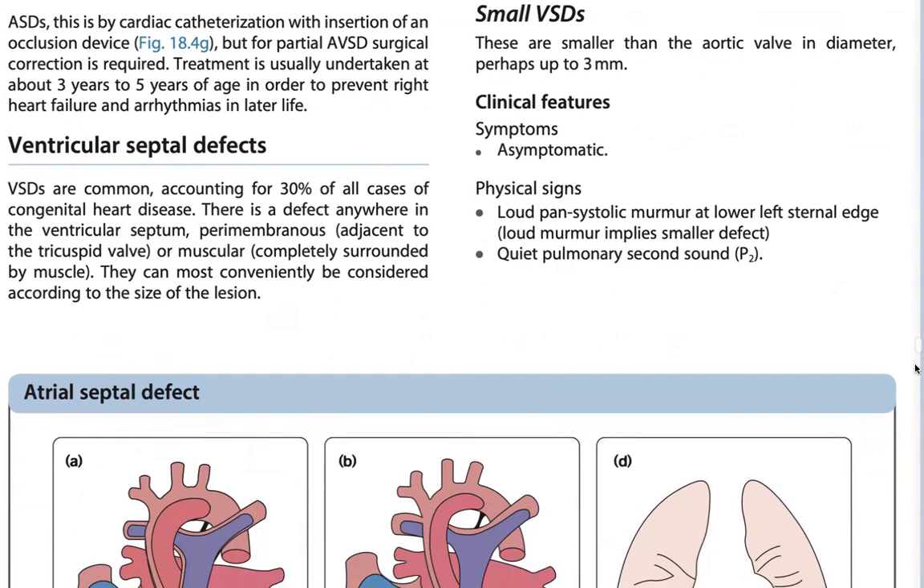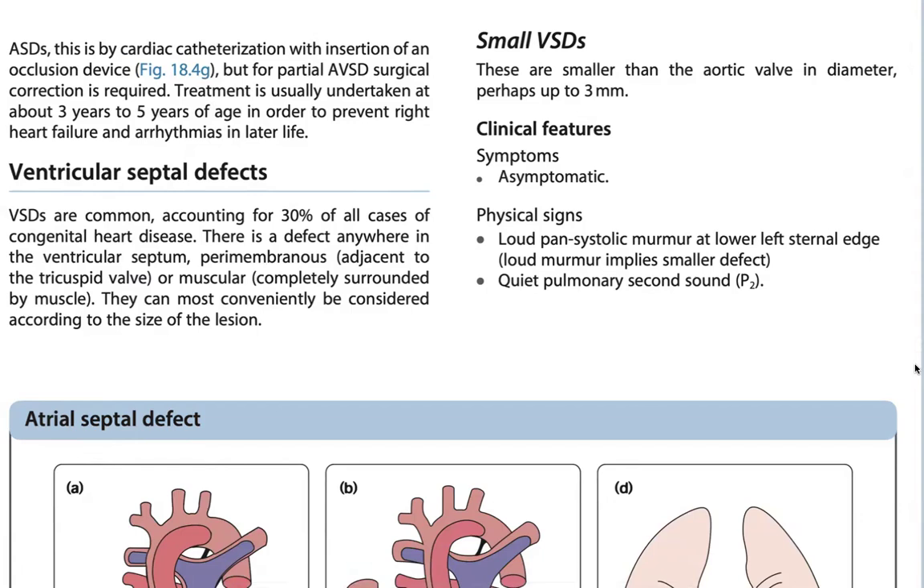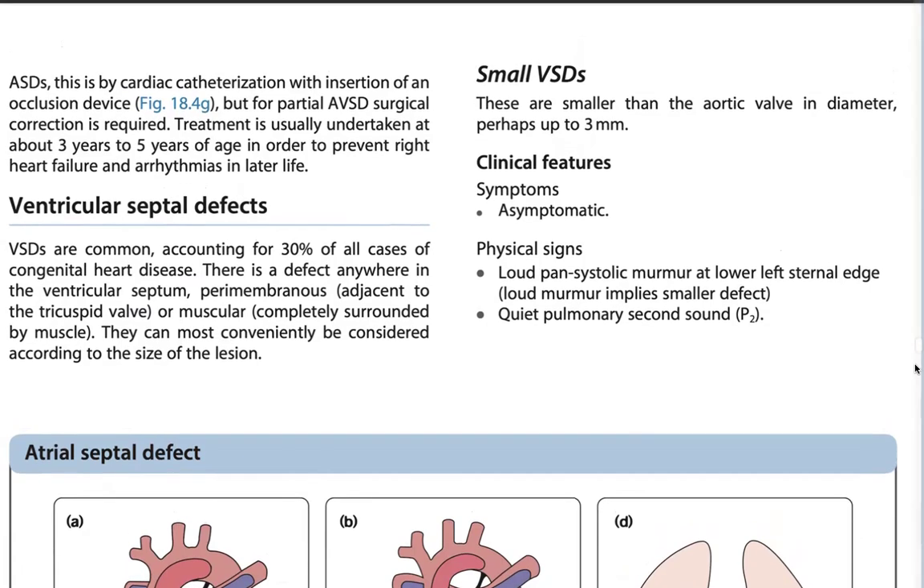Ventricular septal defects are common and found in 30% of cases of congenital heart disease. They can affect anywhere in the ventricular septum. They can most conveniently be considered according to size and reasons why we see this, one of the larger defects.